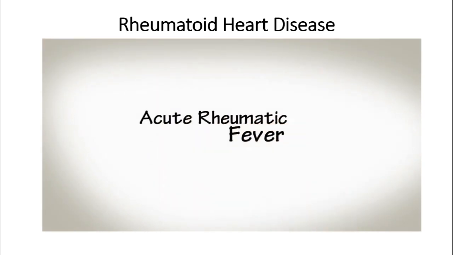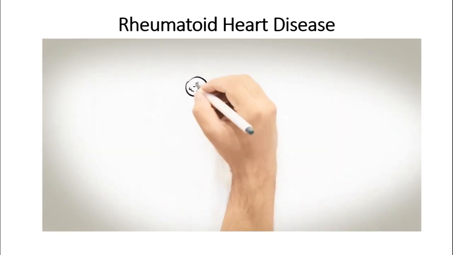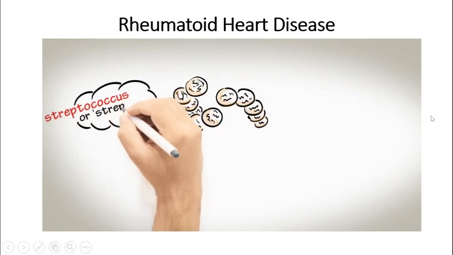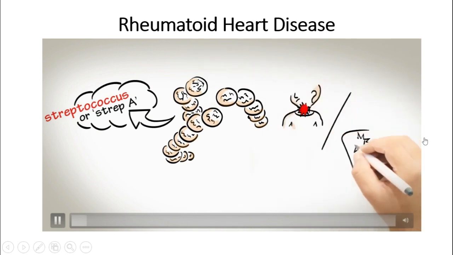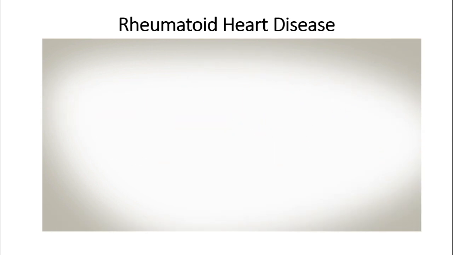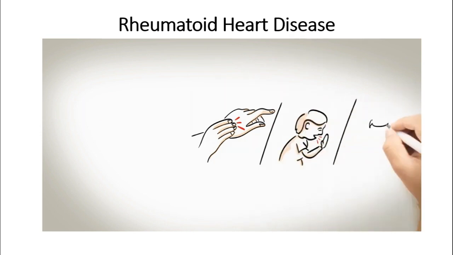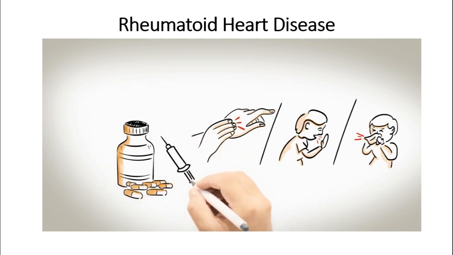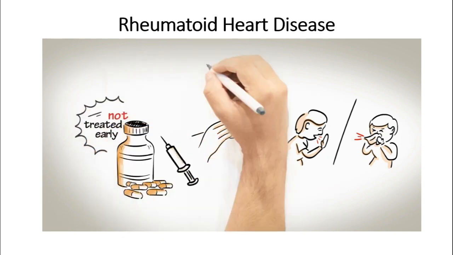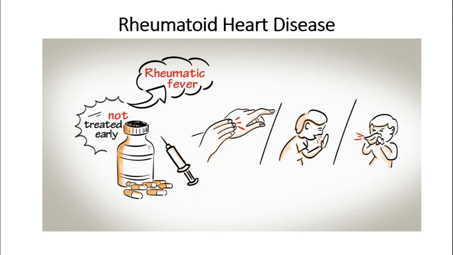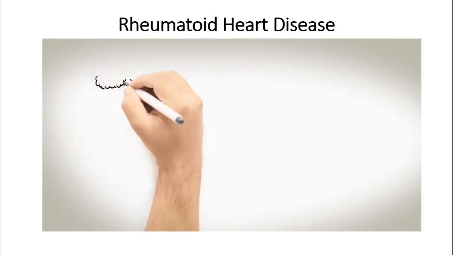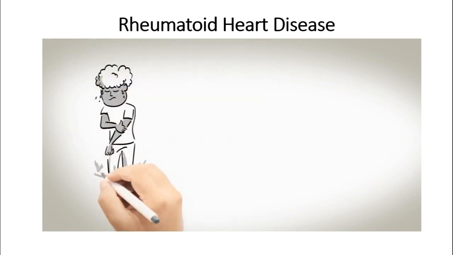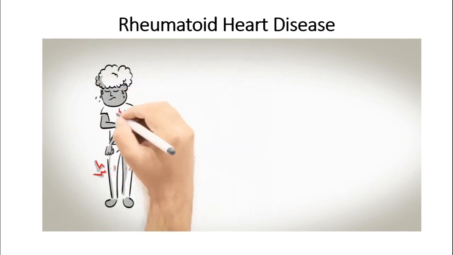What is acute rheumatic fever? Acute rheumatic fever is an illness caused by a germ called Streptococcus or Strep A, which causes sore throats and skin sores. It can be passed between people by touching, coughing, and sneezing. In some people, if sore throats and skin sores are not treated early with antibiotics, an illness called rheumatic fever develops. Rheumatic fever can cause painful, swollen joints, fever, uncontrolled jerky movements, and inflammation or swelling of the heart.